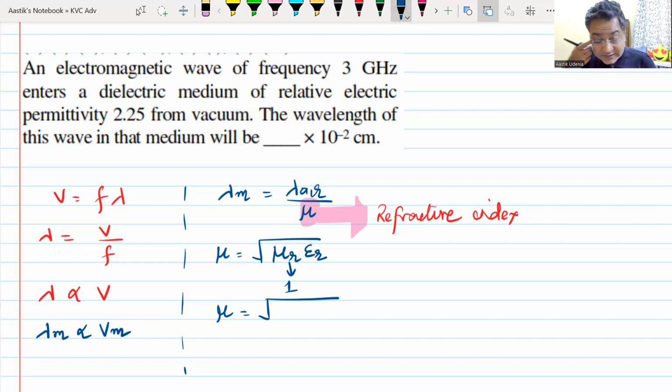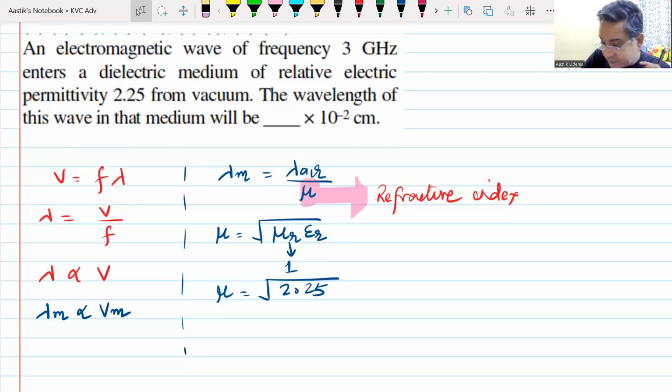So I assume mu r is equal to 1, and epsilon r is given as 2.25. So your refractive index mu becomes the root of 2.25, which is 1.5. So that is what you were supposed to know from this question. Once you get the value of refractive index, you should be able to find out the wavelength in that medium.